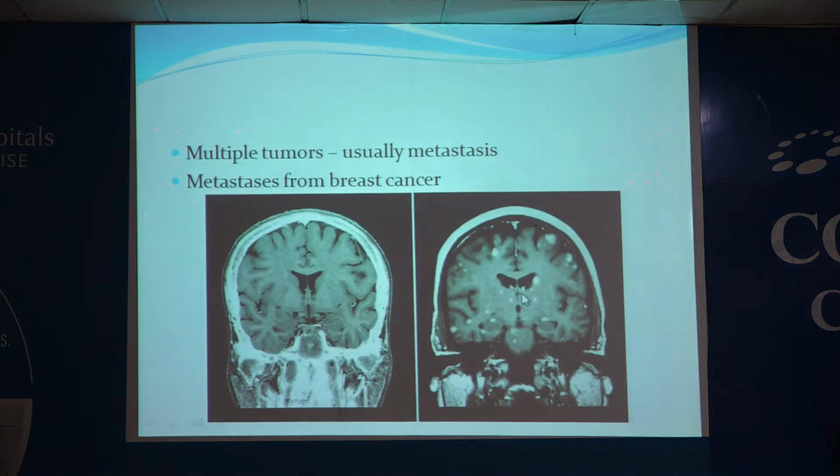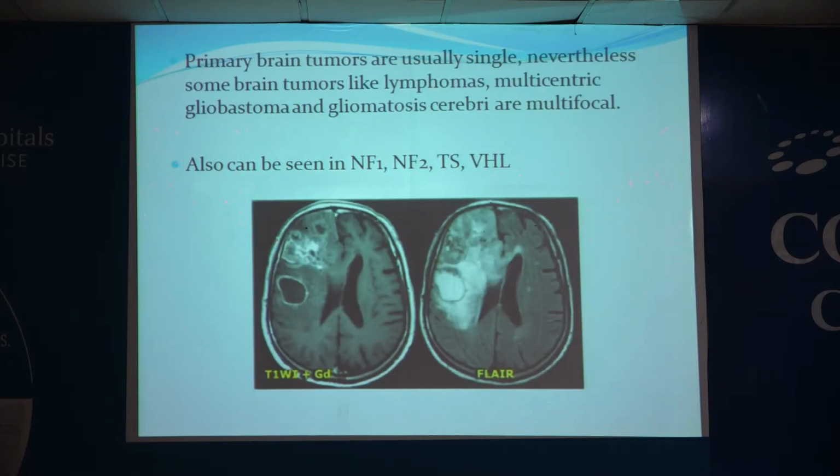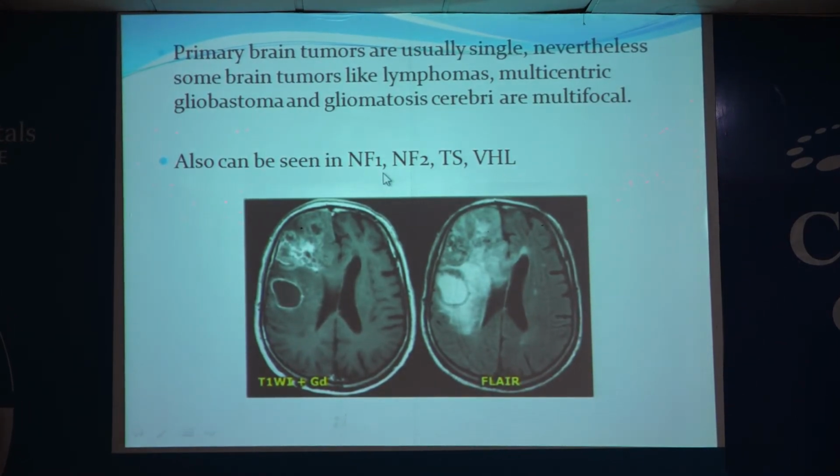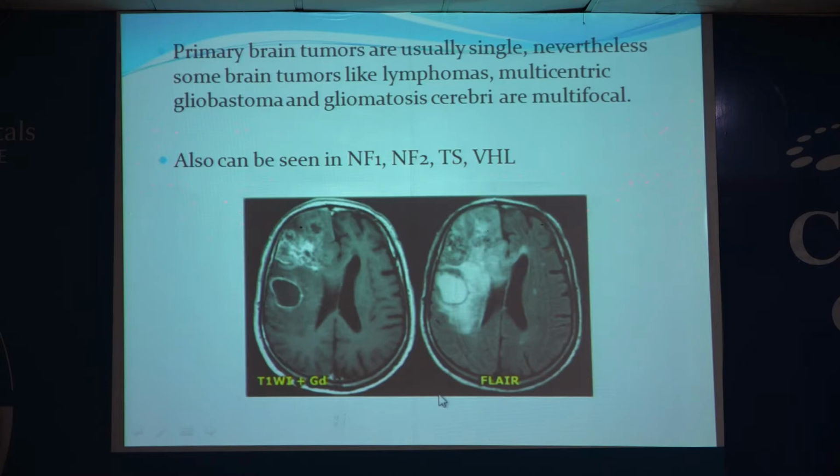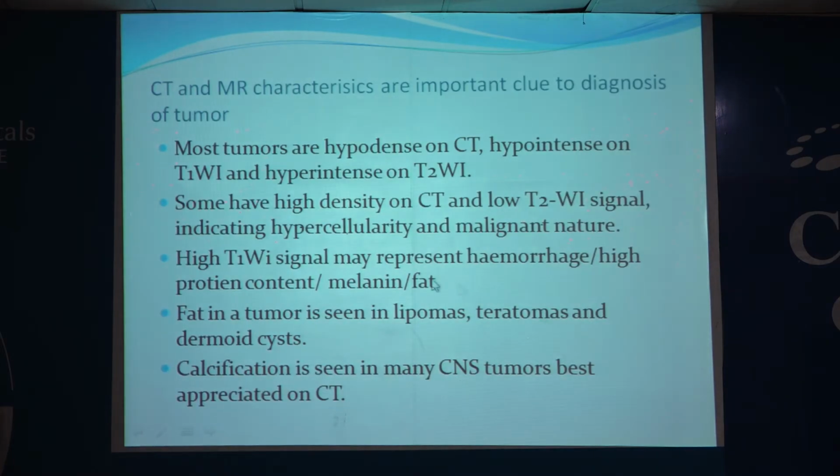As we already discussed, multiple tumors usually are metastasis, and the most common mets will be from breast cancer. Also they can be seen in conditions like neurofibromatosis, tuberous sclerosis, or von Hippel-Lindau syndrome. Most tumors will be hypointense on T1, hyperintense on T2 weighted images, and on CT they will be hypodense, and contrast enhancement may be variable.